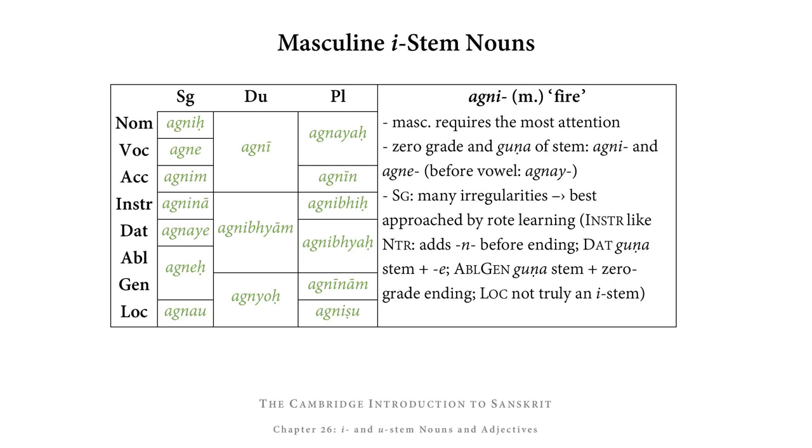Then, in the plural, we have a nominative and vocative form Agnaiach, which contains the ending ach that we already know for nominative and vocative plural, but it is added to the guna of the stem, and specifically, of course, to the pre-vocalic guna, which is Agnai, and so nominative vocative plural is Agnaiach.